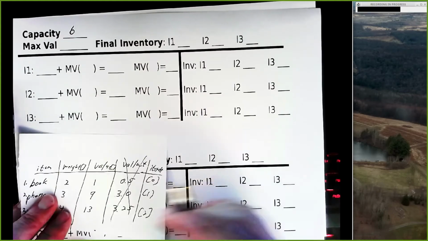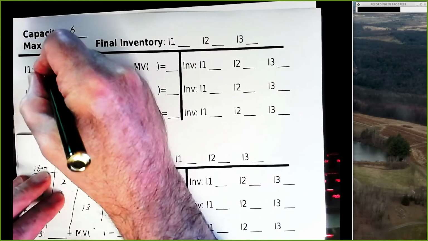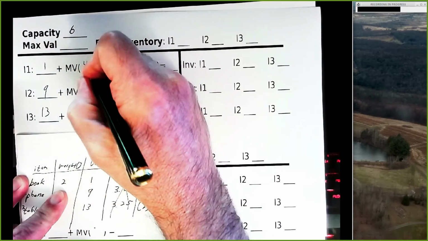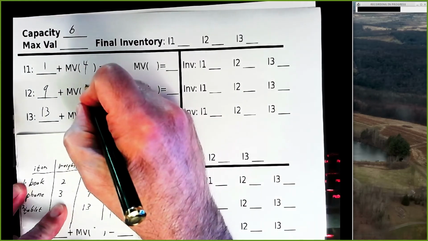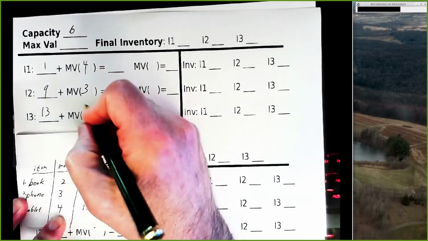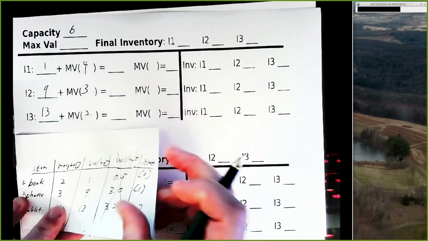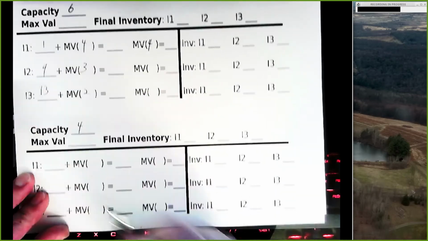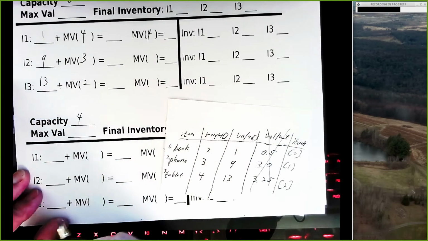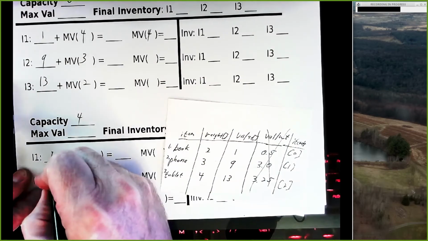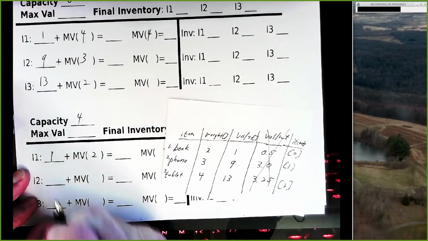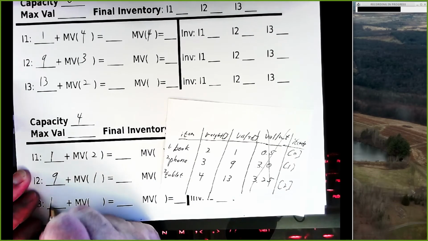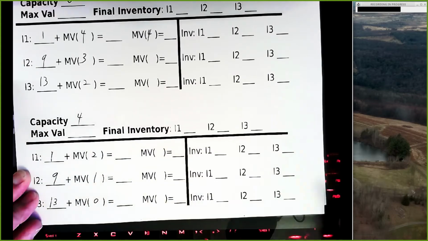All right, so we're getting pretty good at this now, right? This is going to be a 1, 9, and a 13. Book weighs 2, so this will be max val 4. Phone weighs 3, this will be max val 3. And tablet weighs 4, this will be max val 2. So I need to find max val of 4. That's another recursive call. And now, if I put in a book, that's 1 plus 2 pounds left. If I put in a phone, that's 9 plus 1 pound left. And if I put in a tablet, that's worth 13 plus 0 pounds left.